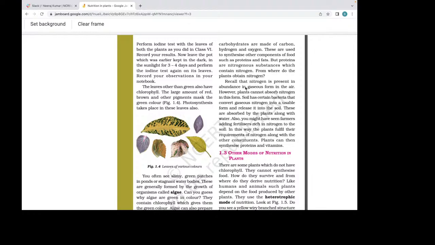They cannot get nitrogen directly from the atmosphere in a ready-to-use form. But there are some bacteria, कुछ सॉइल में, कुछ मिट्टी में कुछ बैक्टीरिया पाए जाते हैं जो इस गैसियस नाइट्रोजन को यूजेबल फॉर्म में कन्वर्ट कर देते हैं and then release it into the soil, और फिर उसको सॉइल में ही छोड़ देते हैं. These are absorbed by plants with the water. जब plants water लेते हैं तो उसके साथ ही नाइट्रोजन भी आती है. This is how they get nitrogen.